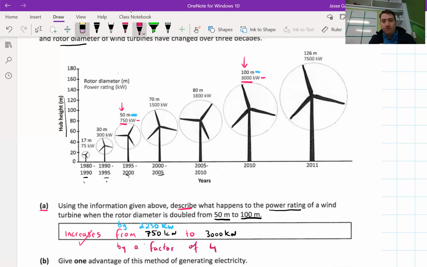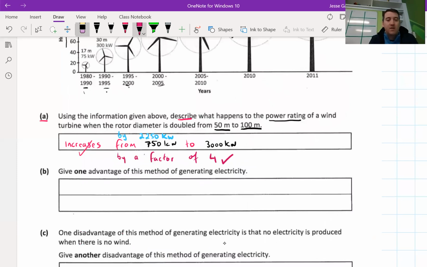So you see there the different levels of describing we could do. I would say this answer is probably the best one, the most complicated answer. Then this is probably the next most complicated, and then this is the next. Just increases is too simple, guys. You might not always get the full marks for that. So when you're asked to describe, be as descriptive as you can.